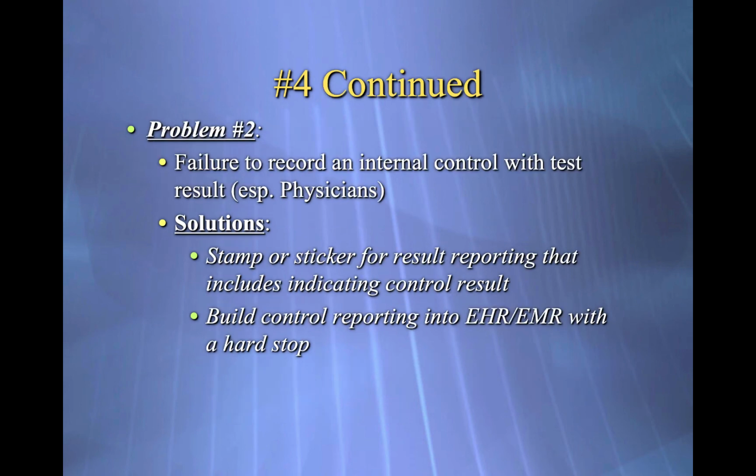Okay, another problem for number 4 is failure to record an internal control with the test results. Again, physicians especially are guilty of doing this. So again, have a stamp or a sticker for result reporting that says, okay, you need to include the control result down here, doctor, and initial it or something. And build that control reporting into the electronic medical record with a hard stop. If they're entering the results of, say, a PPM, that would be a good one because there's no internal control. But if I'm entering a result from my ACT, now I've got a hard stop that says what was the control, and I've got to fill that in before I can go on.